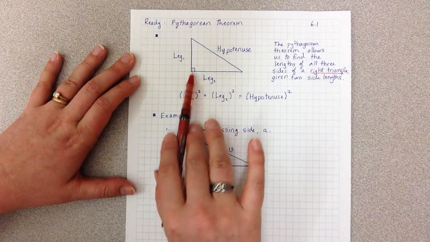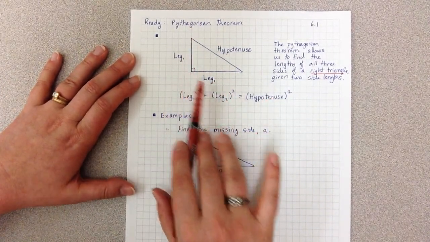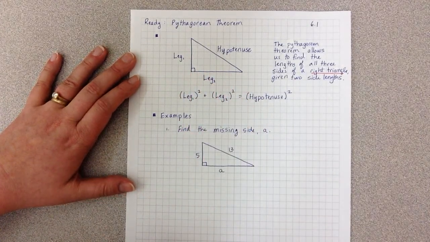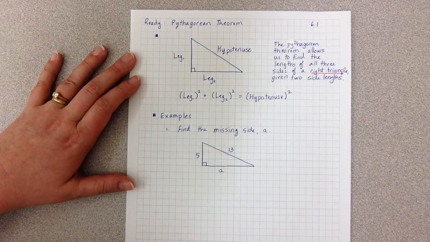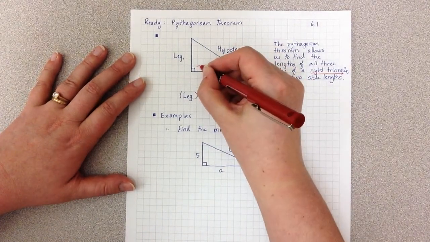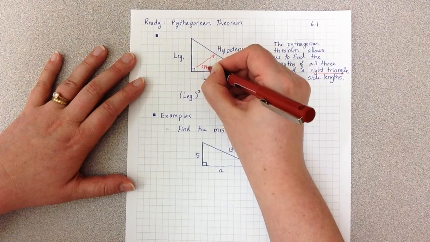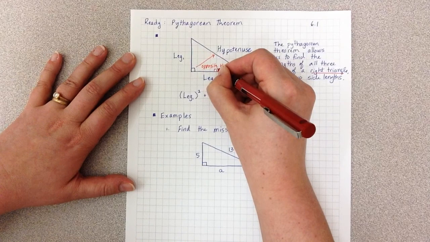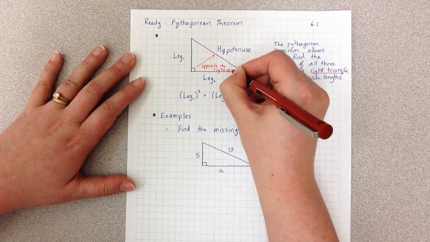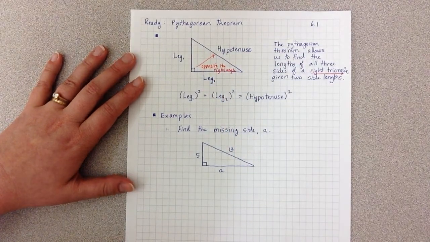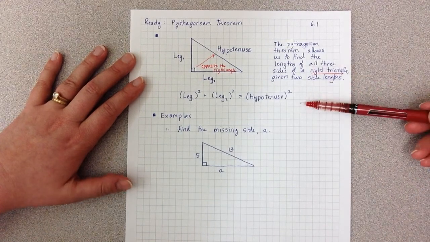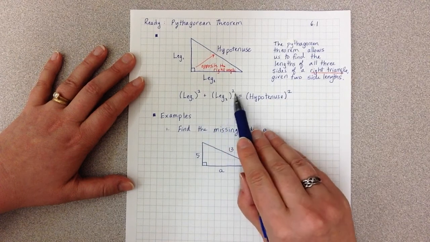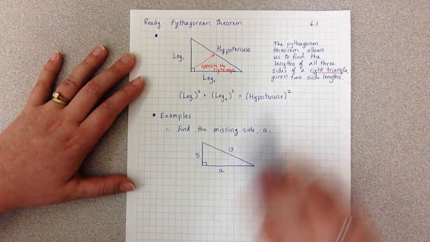Leg 1 refers to a side of the triangle. Leg 2 refers to a second side. The only side that gets a very special name is the side that is opposite the right angle, and that's called the hypotenuse. Now the Pythagorean theorem says leg 1 squared plus leg 2 squared equals hypotenuse squared.